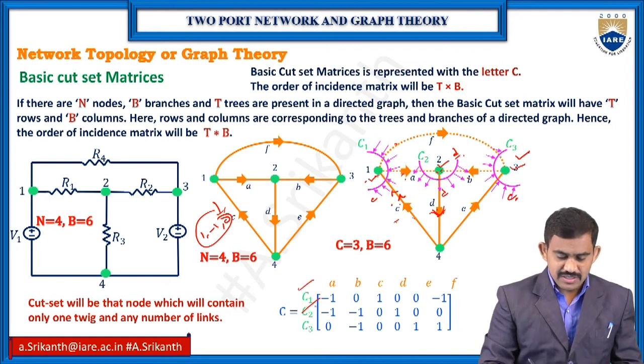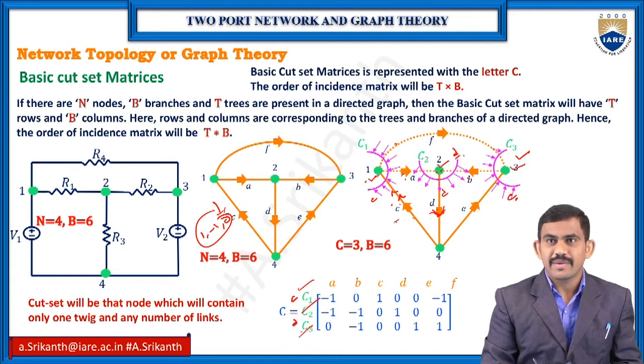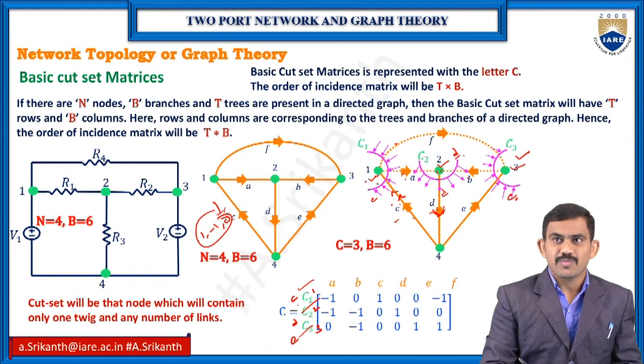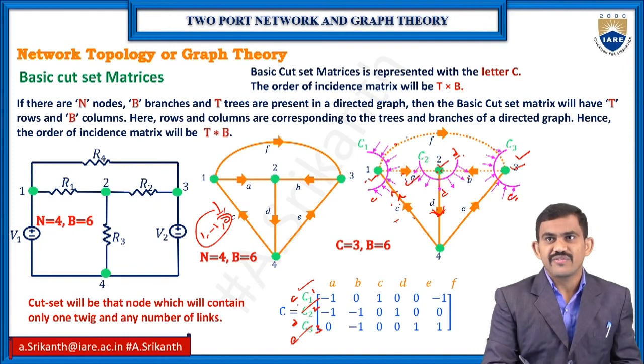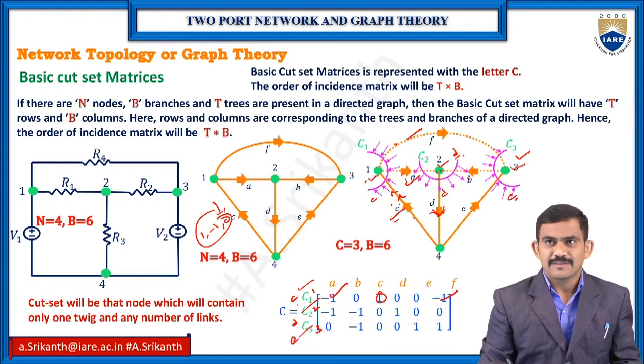So C1, C2, C3: C1 for the C matrix, C2 for the D matrix and C3 for the E matrix. For the C matrix, I selected node 1, node 2 and node 3. At node 1, C is incoming, so incomings are positive. A is outgoing, F is outgoing, C is only incoming. C is incoming, A and F are minus.